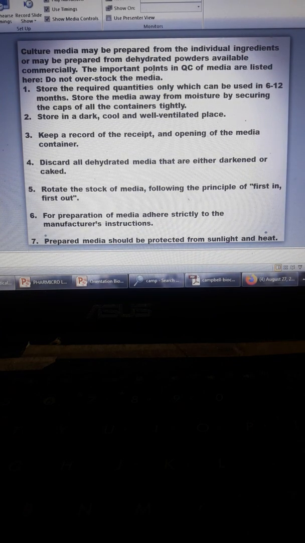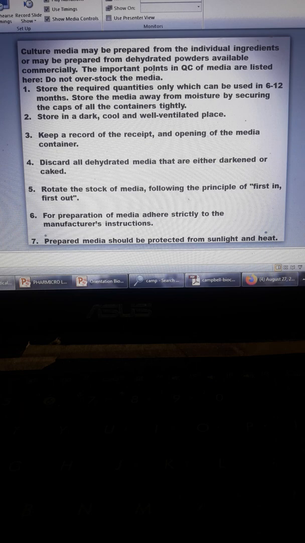Culture media may be prepared from individual ingredients. There are dehydrated powders available commercially. Usually, in our lab, we have culture media there. Okay, the common one is the agar. The agar is a powder, so we have to formulate it. The agar solidifies easily once it is exposed to a lower temperature. Then, that is when we culture.